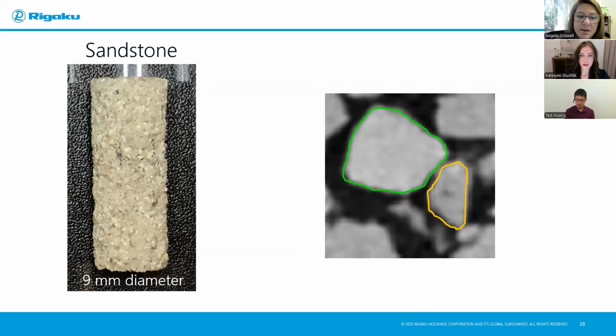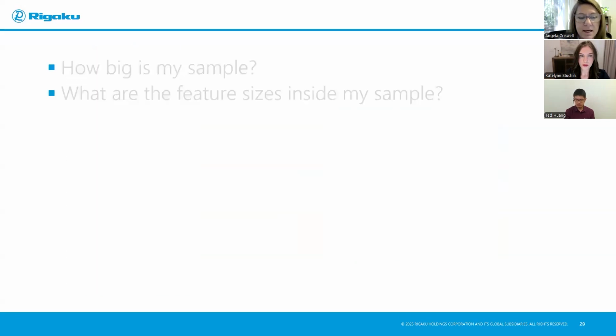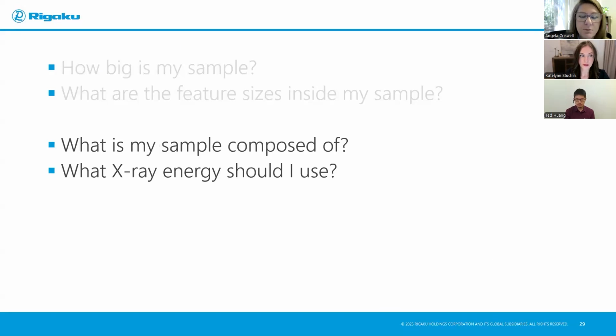So always think about how many scans do I need to collect and at what resolution do I need to collect those scans at? So how about other characteristics? You also need to consider what exactly is my sample composed of, because that will influence the X-ray energy and perhaps the filter that you're going to use. So let's talk about that for a minute.